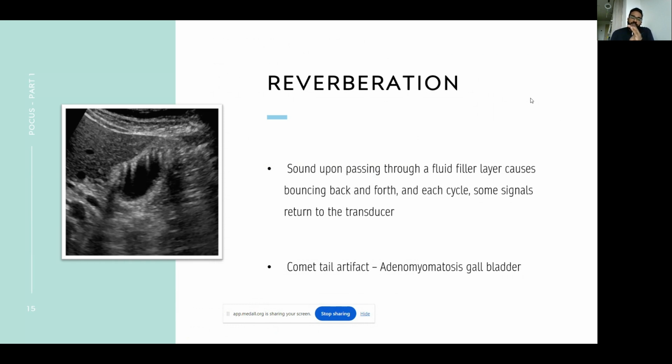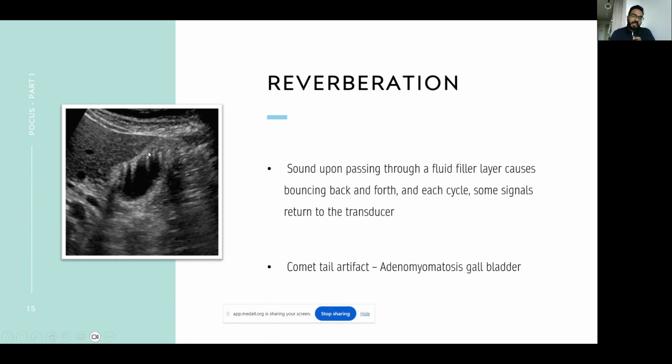So because the first one came back immediately, that will be the first layer that the machine thinks the reflection happened from. But as the bouncing waves take more and more time to go back, the machine will think that there is a thicker layer just underneath the layer that it saw before, and it will end up in an artifact that looks like a comet's tail. Like when you see the comet going through the sky, you can see the dust particles trailing behind like a tail. And that will be the same way.